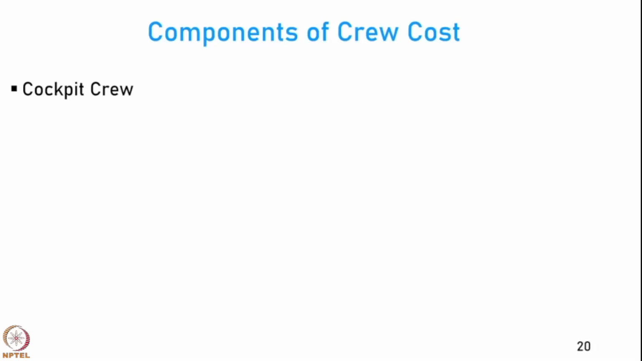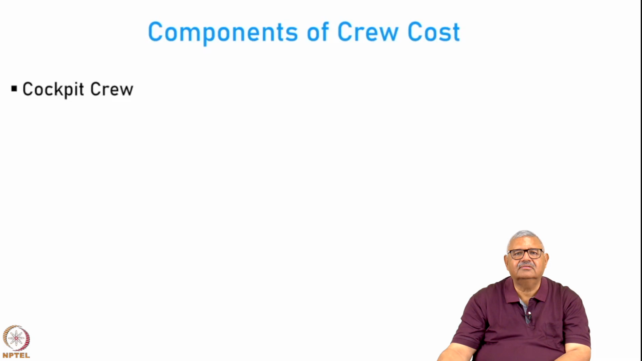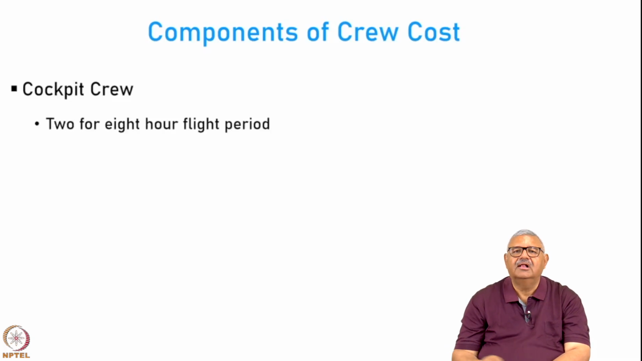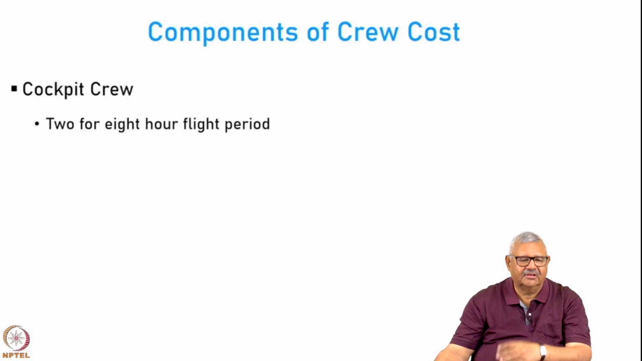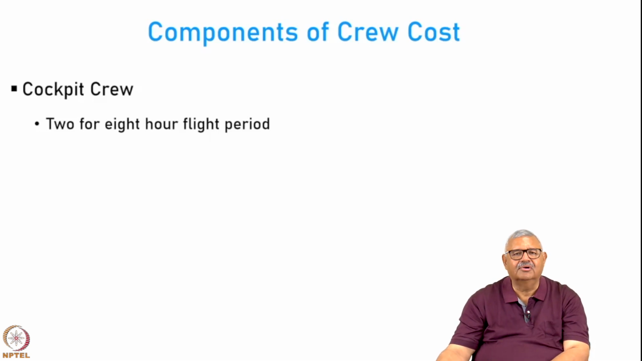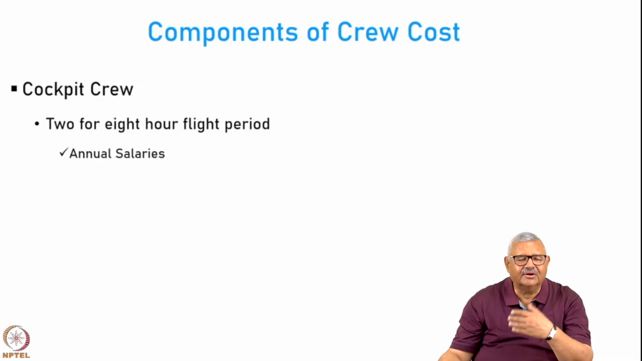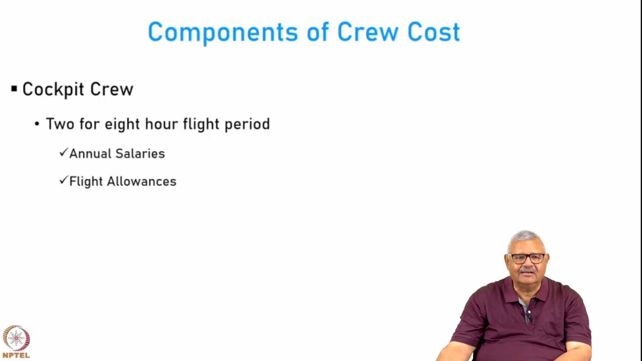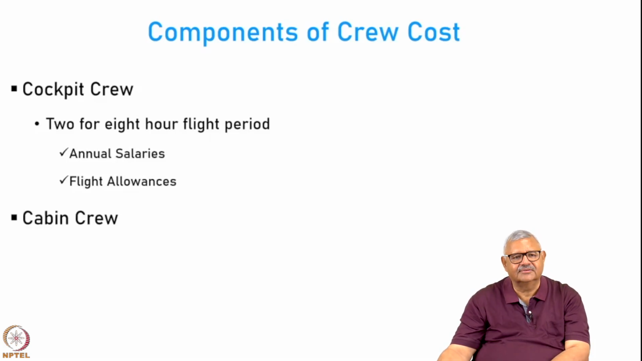Now, the crew cost has two major components: the cost towards the cockpit crew, and we know that for an 8-hour flight we need 2 people in the cockpit of the aircraft, and if it is more than 8 hours then we need another set of crew, but ours is a short haul operation, so we will never have a requirement for more than 2. Now, what is paid to the pilots? There is an annual salary, there are flight allowances, right? Both of them have to be considered.